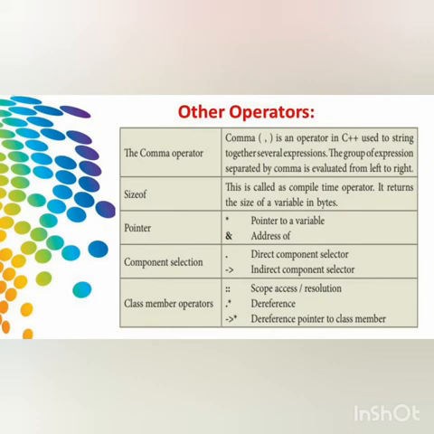And the next operators are class member operators. We have three class member operators. The first one is four dots, that is the scope resolution operator. The second one is dot asterisk, that is the dereference operator. And the third one is arrow mark asterisk, which is the dereference pointer to class member. We will discuss all these operators in later classes.